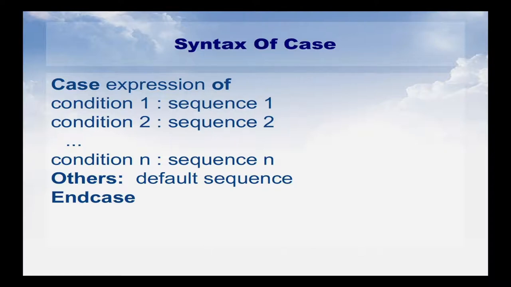The general form of the case construct is the keyword case followed by an expression and the keyword of, followed by condition 1, followed by a colon, then a sequence of statements, condition 2, colon, sequence of statements, and we can have up to n number of conditions. Then we have a default sequence. If any one of these 1 to n is not satisfied, then the default sequence is executed. The case statement ends with the end case keyword. The others clause, which is the default sequence, is optional. Conditions are normally numbers or characters in some programming languages, but it need not be so for pseudocode.